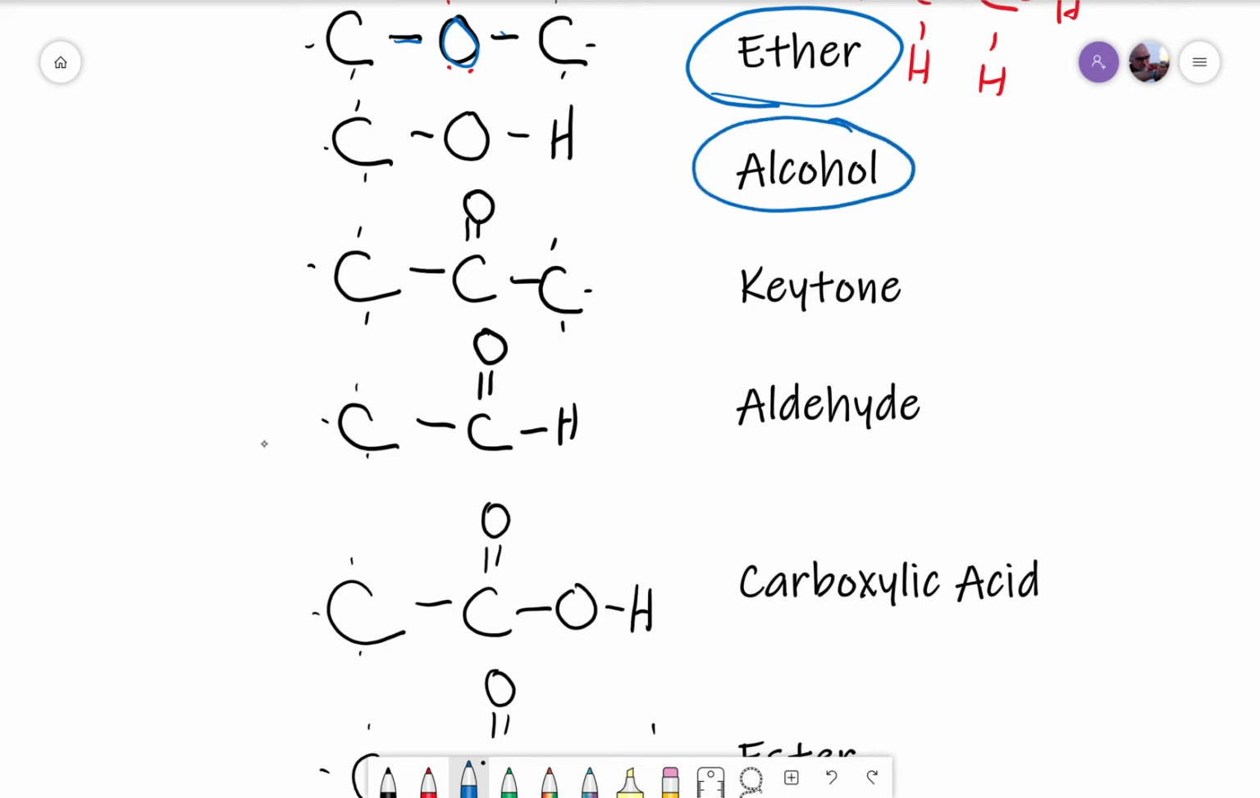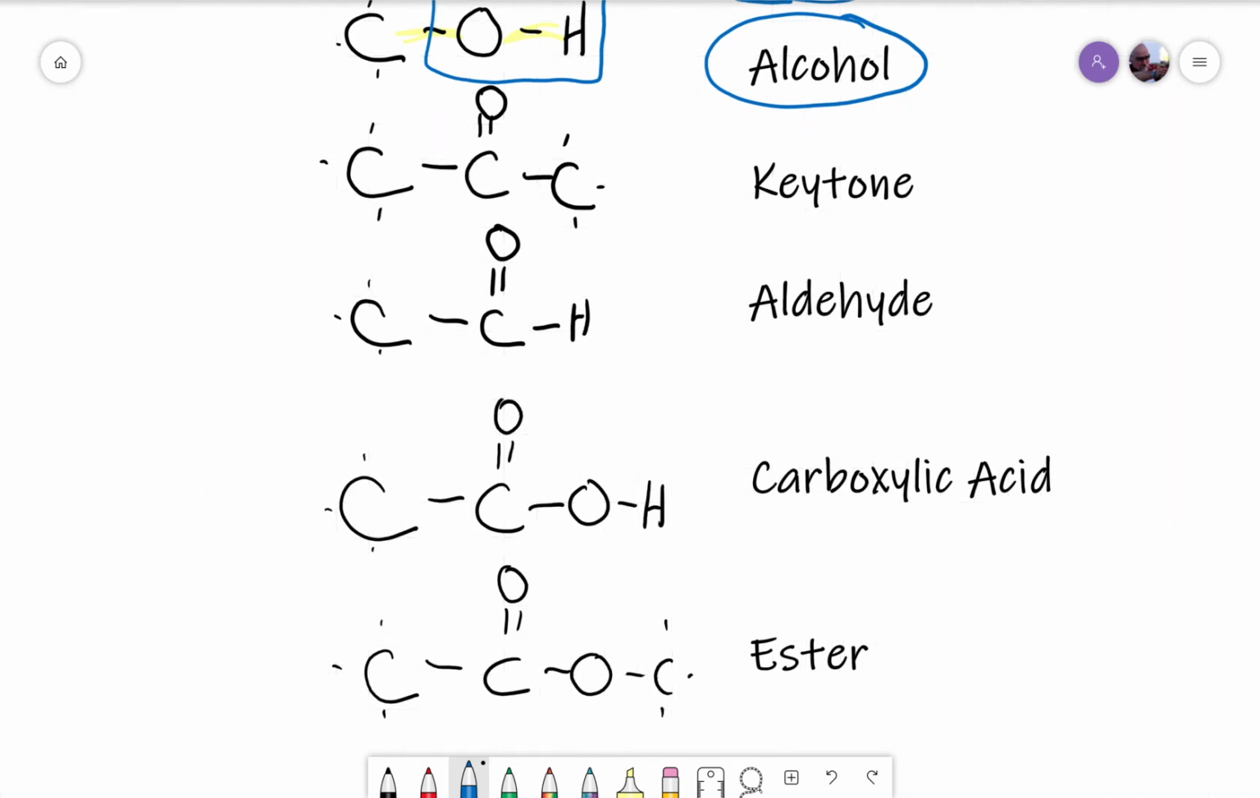An alcohol is a compound that also has a carbon-oxygen single bond, but also a hydrogen bound to that oxygen. That makes this a terminal group, because you can't stick anything more on the end of that hydrogen. Remember the rules of Lewis structures.